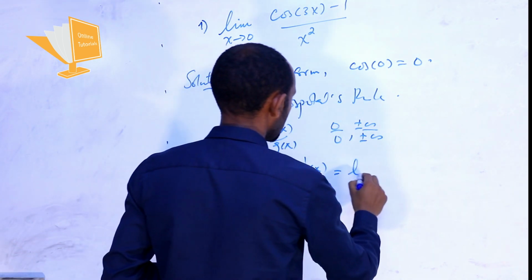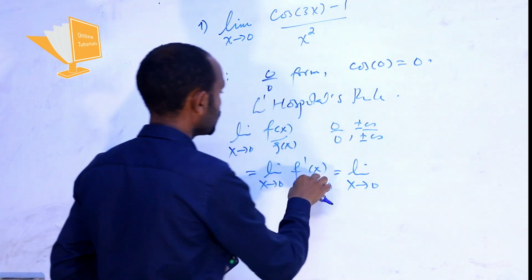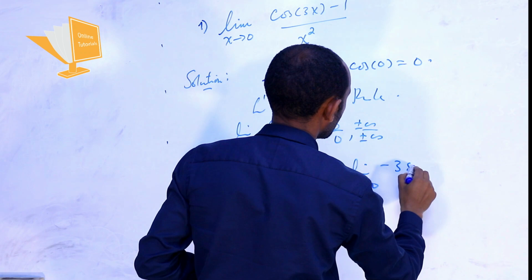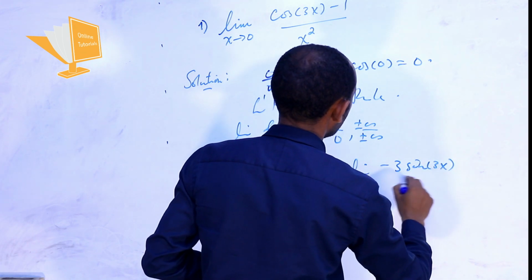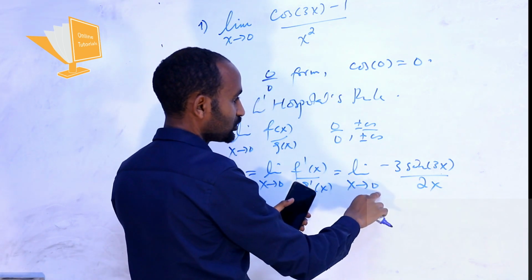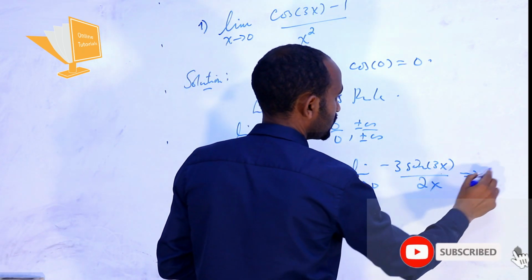So here, what is the limit as x goes to 0 of? What is f derivative of x? The numerator is f and the denominator is g. So minus 3 times sine of 3x divided by 2x. Again, direct substitution x equal to 0 gives us 0 over 0 form. Okay? 0 over 0 form.